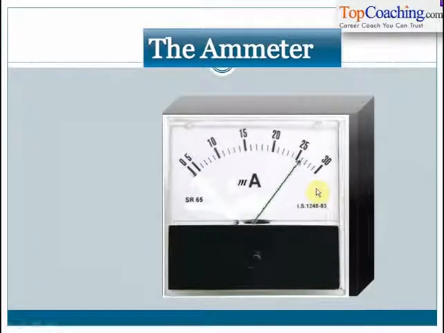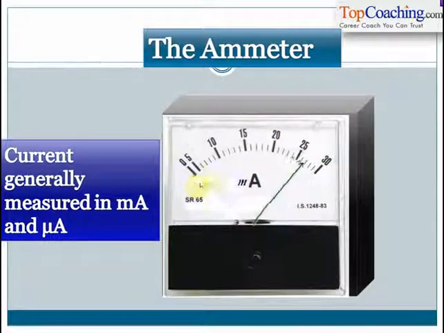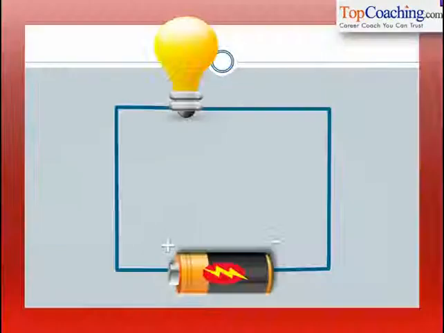We learned that electric current is measured by a device called the ammeter. The ammeter is always connected in series in a circuit. The current is generally measured in milliamperes and microamperes because ampere is a very large unit of electric current.